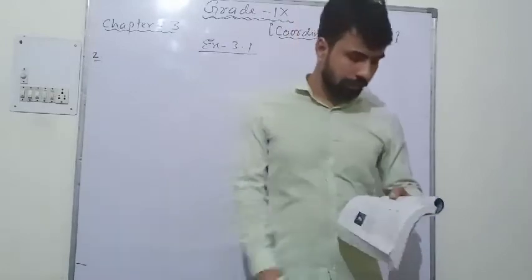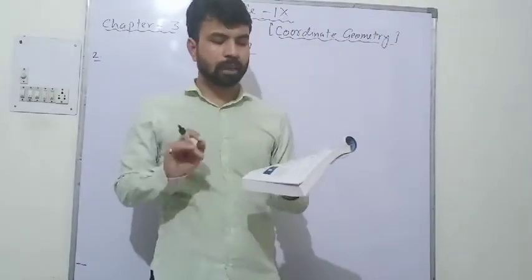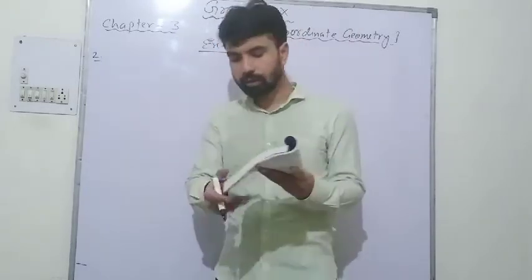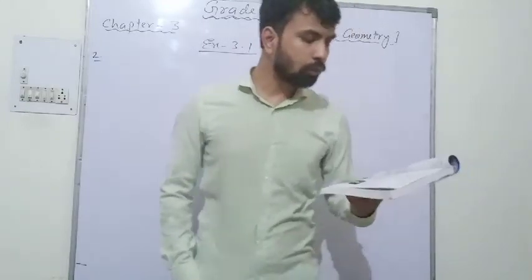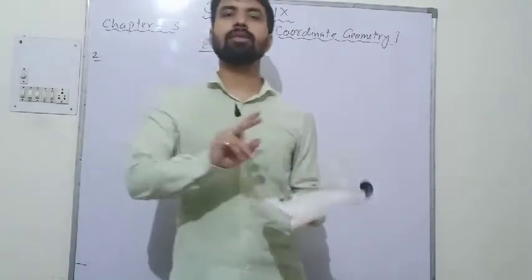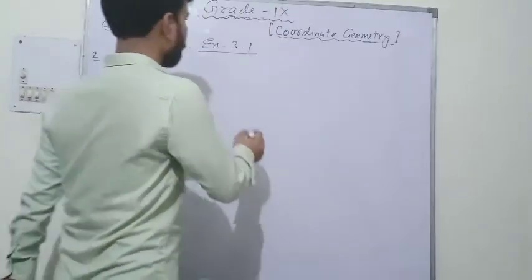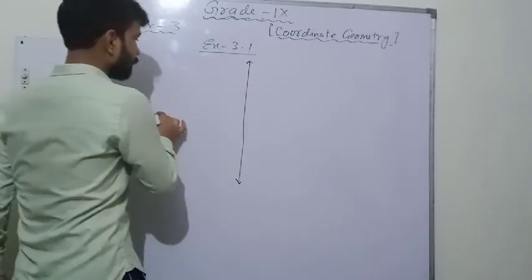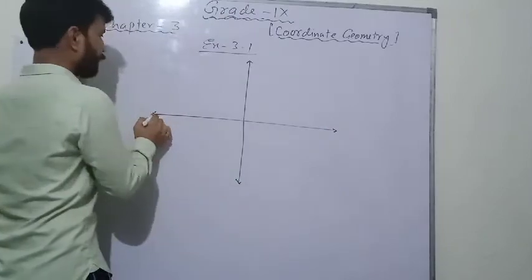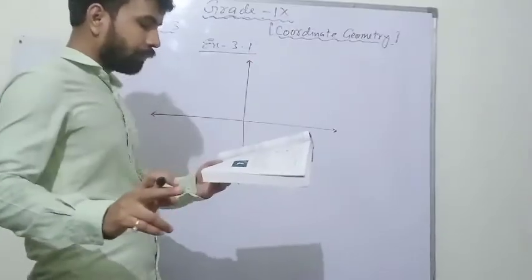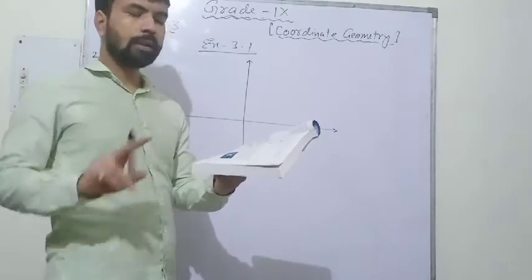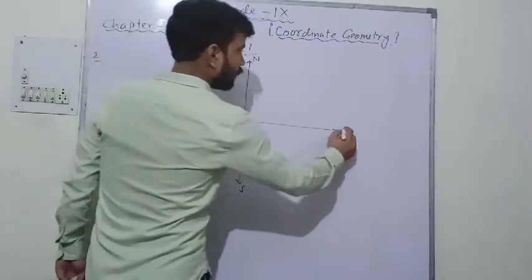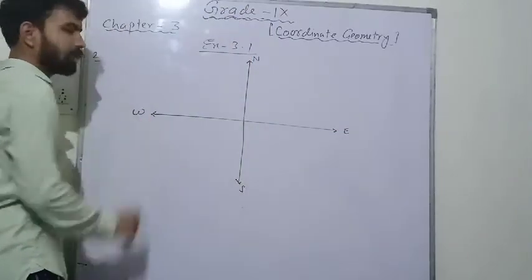Now, students, the second question is: a city has two main roads which cross each other at the center of the city. These two roads are along the north-south direction and the east-west direction. Two crossroads are there, which means one road is this, another road is this. The question is saying these two roads are along the north-south and east-west directions. So, beta, we know that this is north, south, this is east, and this is west.